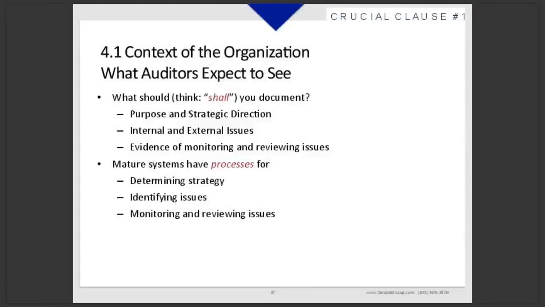Now, it doesn't say you shall document these things, but what auditors expect to see is your purpose and strategic direction ideally documented. The standard doesn't say you have to. It doesn't say it has to be a standalone document.